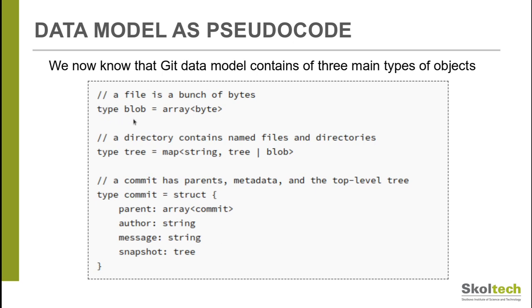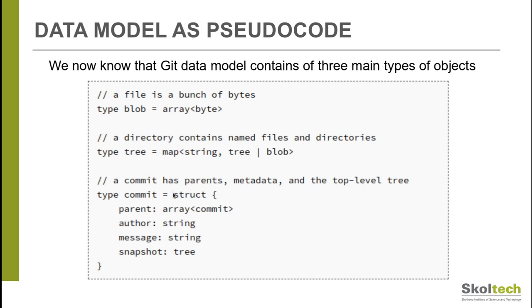First, type blob. It's just an array of bytes and it corresponds to a file. The second type is tree. This is a mapping from string to tree or blob, and it corresponds to a directory. Commit is the third type.